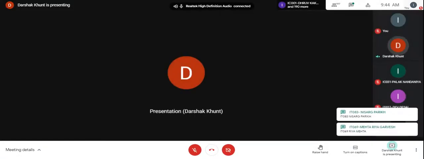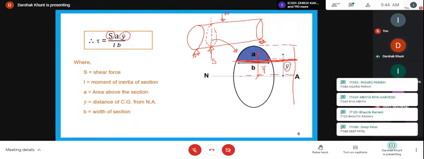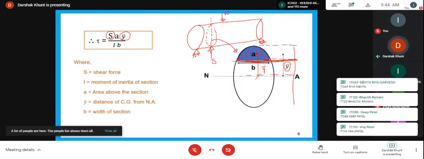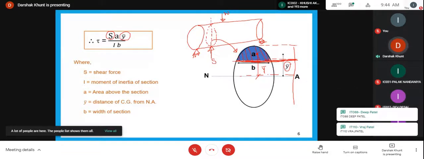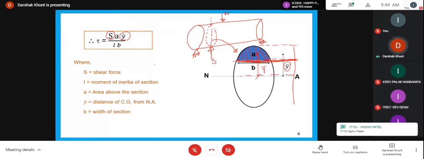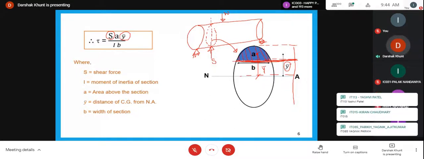Okay, and y bar is the centroid of that area to the neutral axis. This distance is y bar, which you already defined here. So the centroid of that area to the neutral axis distance is y bar. I is the moment of inertia of the whole section, and B is the width of that section.